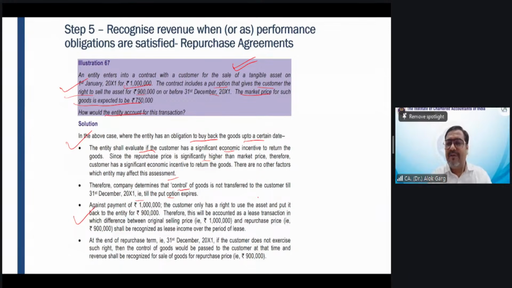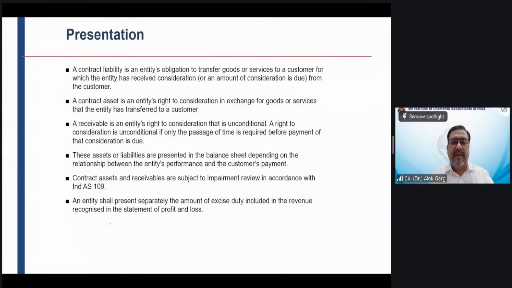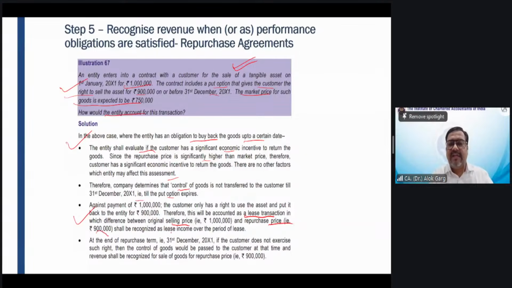Therefore, this will be accounted for as a lease transaction. The repurchase price is lower than the original selling price, so it will be considered a lease transaction, in which the difference between the original selling price of 10 lakh and the repurchase price of 9 lakh shall be recognized as lease income over the period of the lease. If at the end of the repurchase term the customer does not exercise such right, then control of the goods will pass to the customer at that time and revenue shall be recognized for sale of the goods for the repurchase price of 9 lakh.